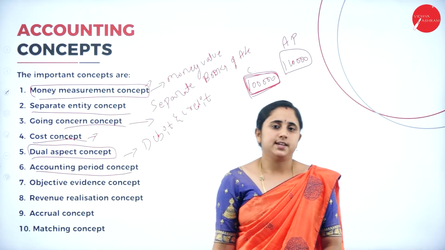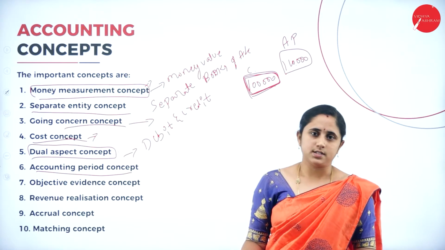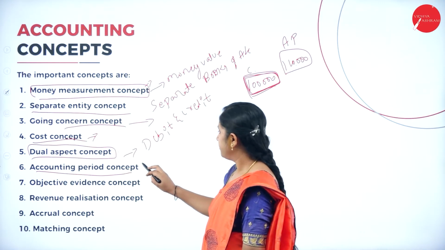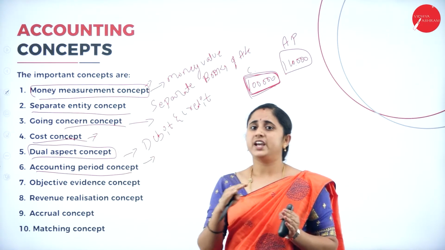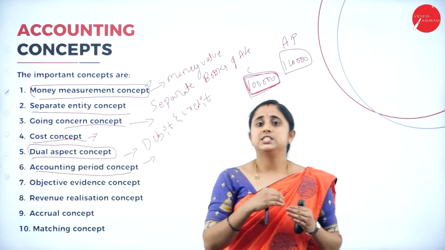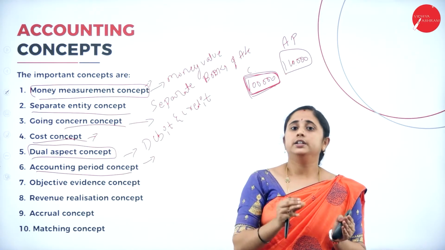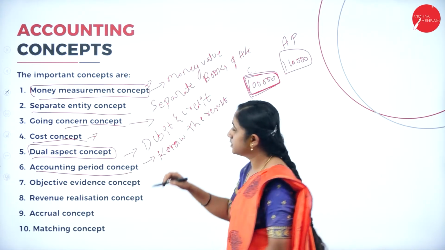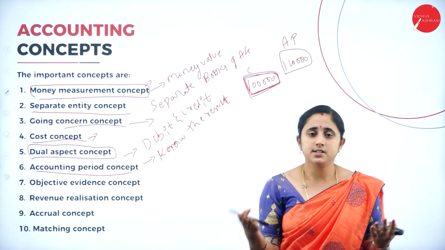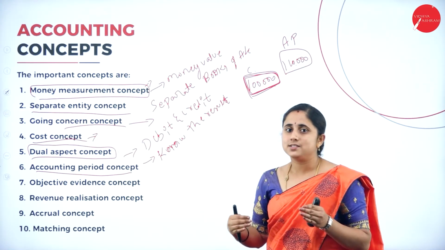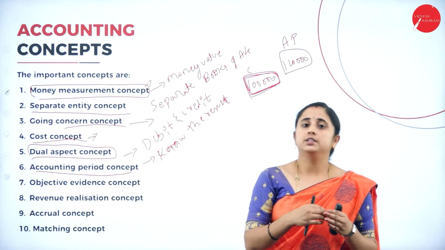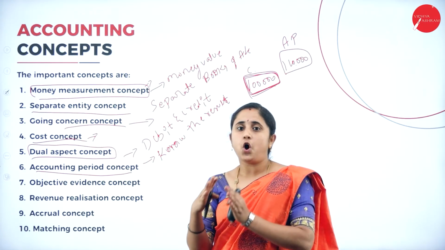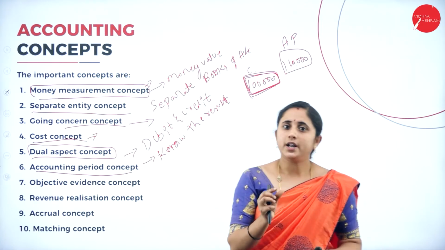Next one, accounting period concept. Accounting period concept is analyzing or interpreting the results of financial performance by splitting the business entity into a short period. That means to know the result, whether they are in profit or loss, you need to interpret the results. So for interpreting the financial position, the business is split into small periods. That is called the accounting period.